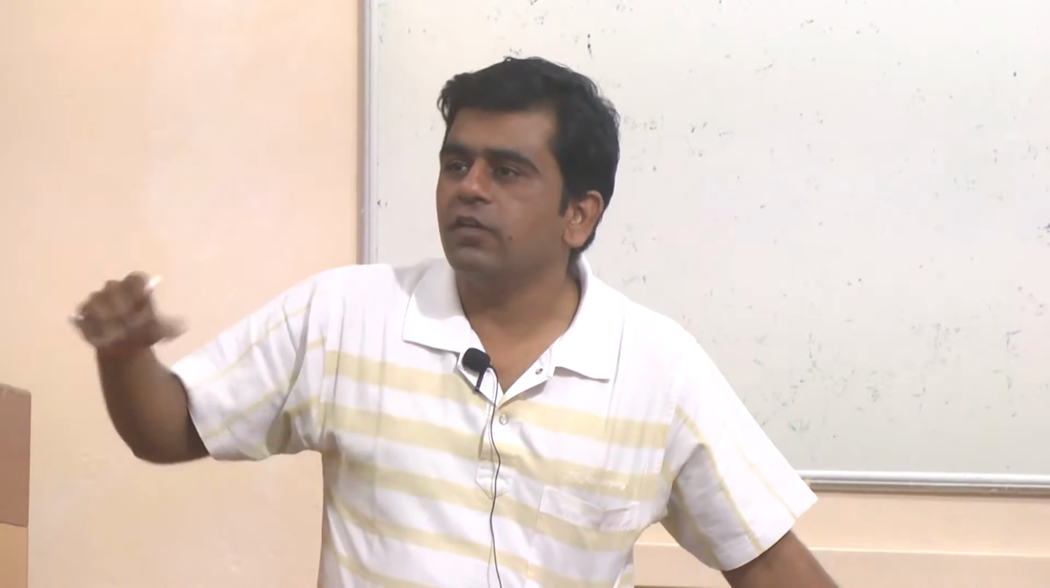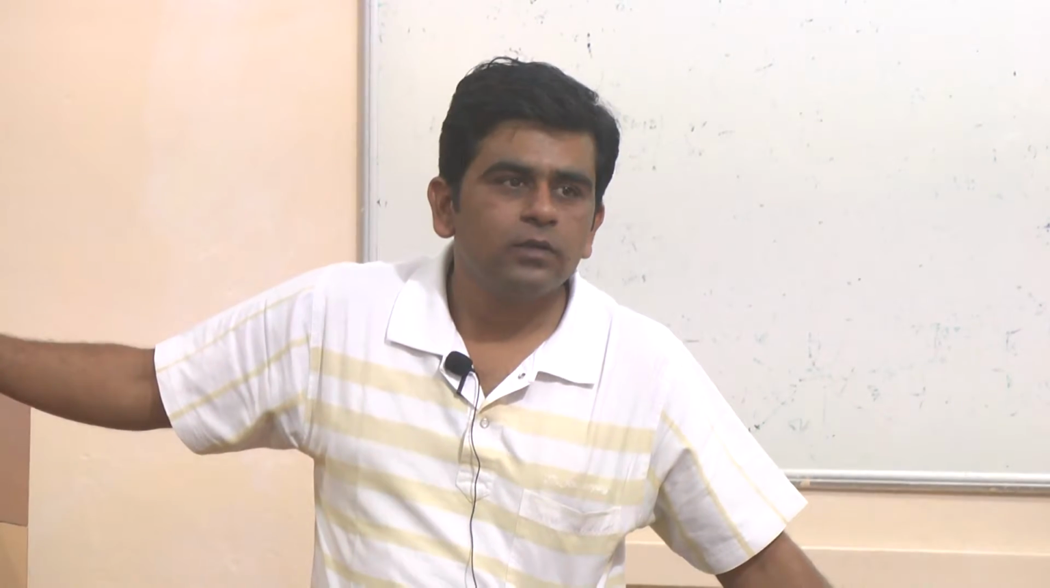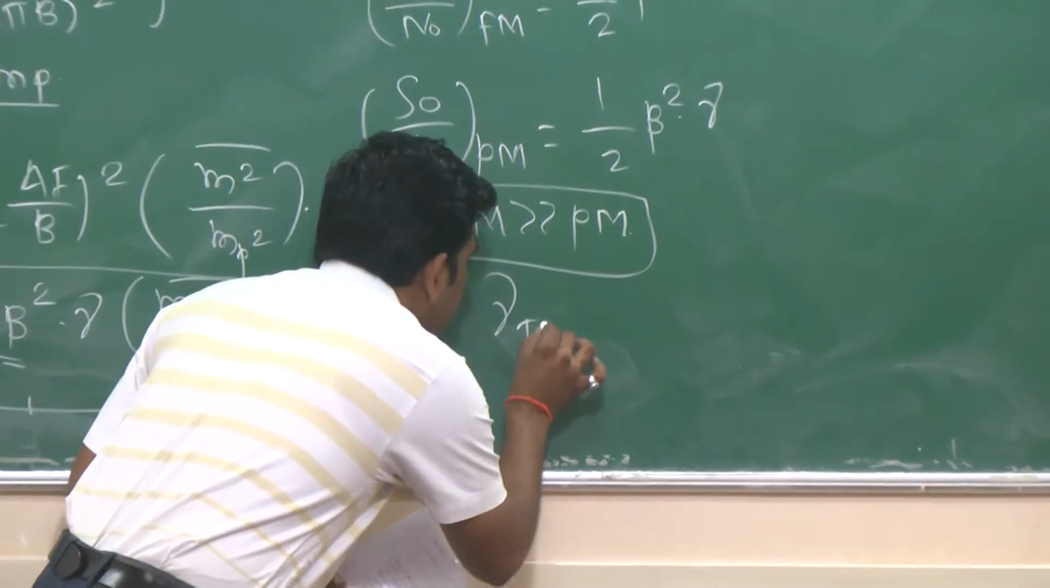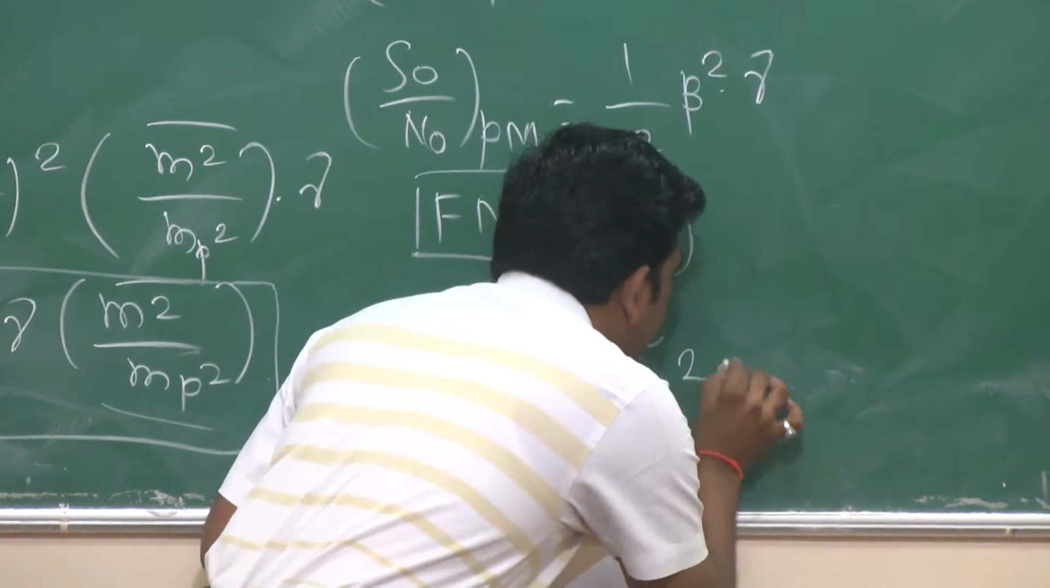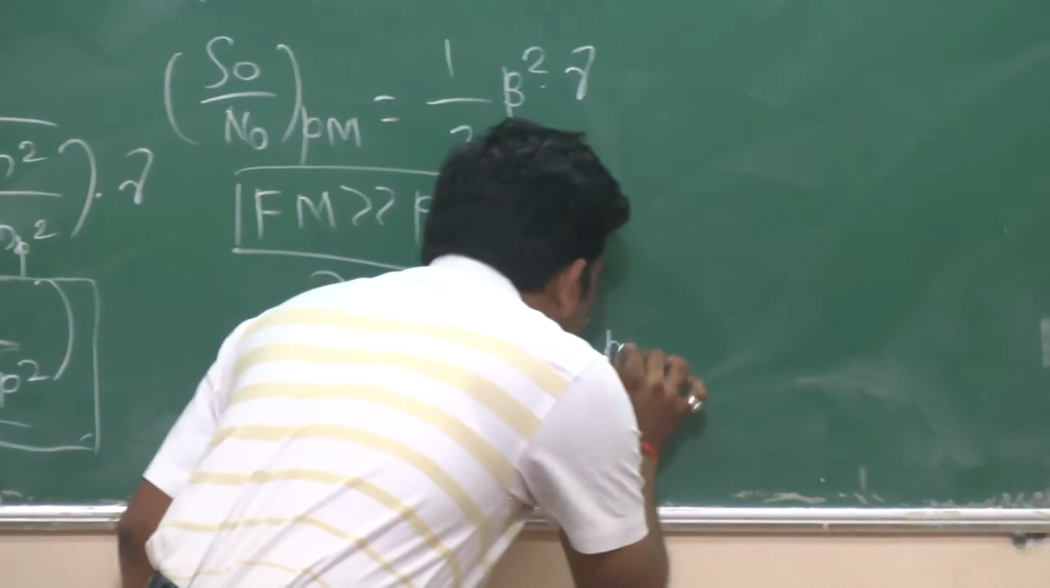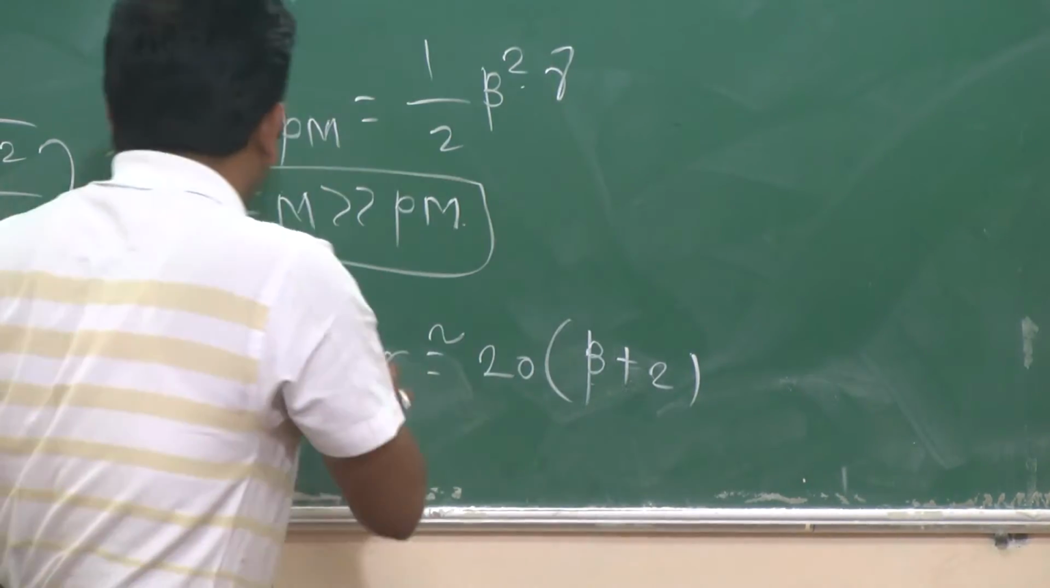Then what is the limitation for this angle modulated system? Here gamma threshold is approximately equal to 20 into beta plus 2.